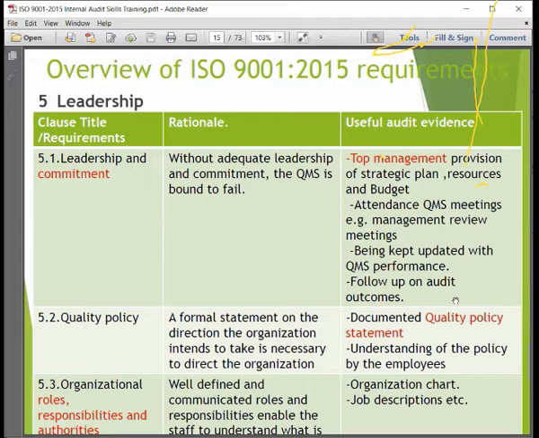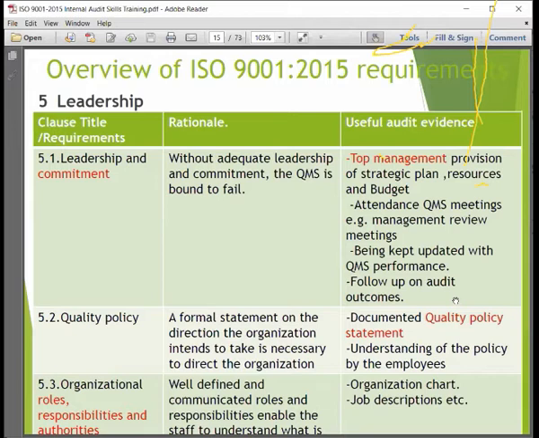Top management provision of a strategic plan, resources and budgets at least shows these people are committed to the system. Attendance of QMS meetings: are they attending? Are they part of the team? Especially the meeting we'll hold after our internal audits, called the management review meeting. That meeting has to have the top people involved. Are they being kept updated with QMS performance? You can ask how they are updated. Do they know what is going on?